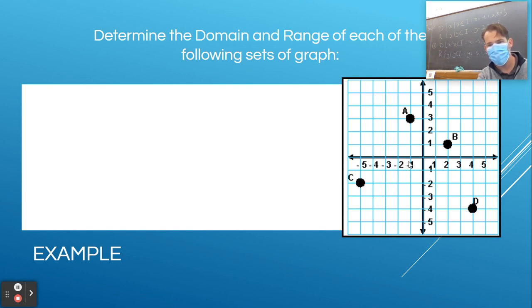So this would be x is of the integers, such that x is equal to -5, -1, 2, and 4. And y is a set of numbers such that y is of the integers, and y is equal to -4, -2, 1, and 3. Okay, that would be how I would list the domain and range for that one. But let's keep going.